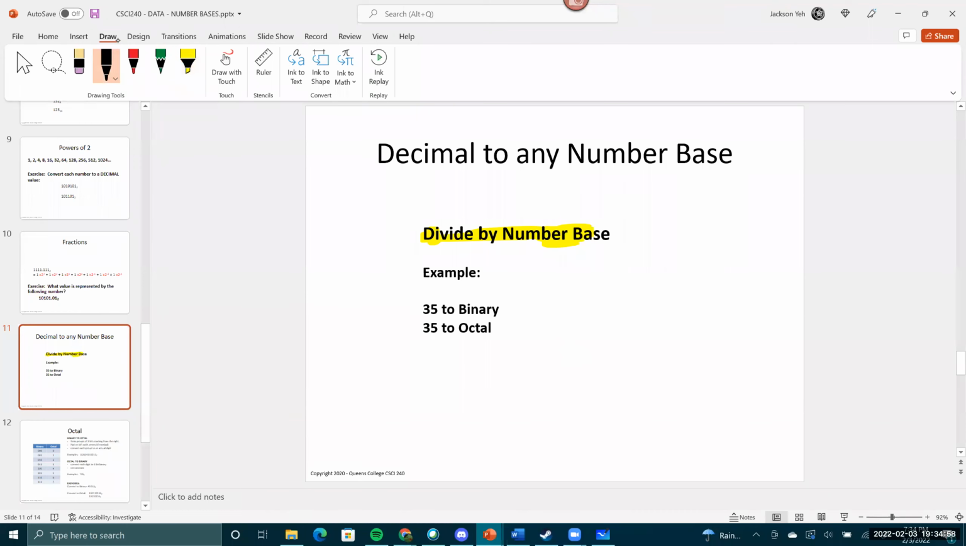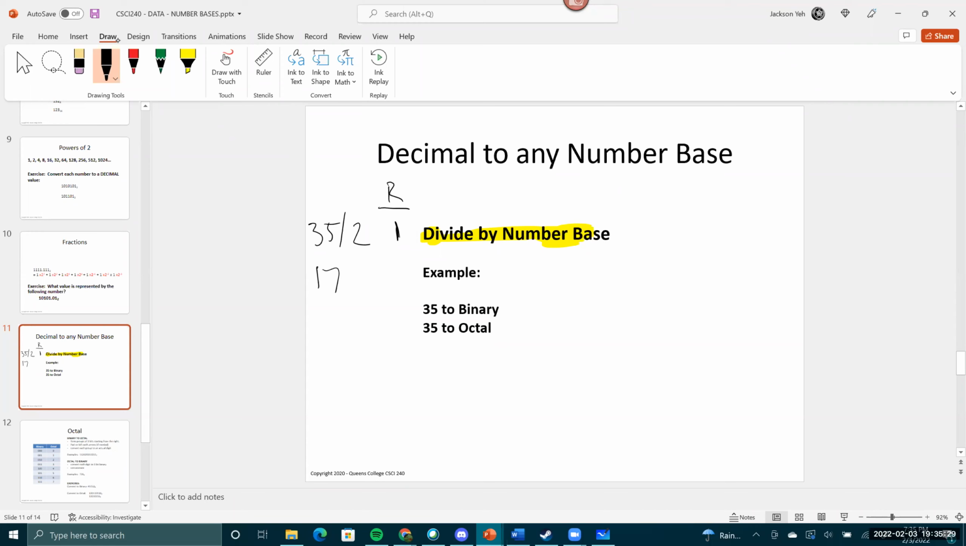So 35, I would divide it by 2, and I keep track of the remainder. So 35 divided by 2 is going to give you 17 with a remainder of 1, right? Does everyone agree? 35 divided by 2 would be 17 with a remainder of 1, because 17 times 2 is 34, plus 1 is 35.